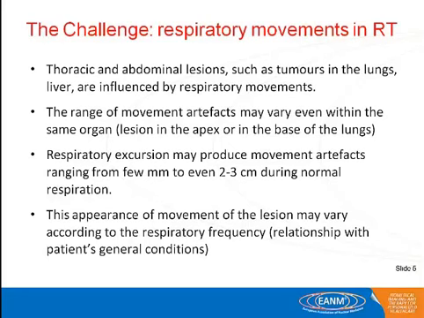One challenge is respiratory movements in radiation therapy. Thoracic and abdominal lesions, such as tumors in the lungs or the liver, are influenced by respiratory movements. The range of movement may vary even within the same organ, so a lesion in the apex will have a different movement than a lesion in the base of the lungs. Respiratory excursion may produce movement ranging from a few millimeters to even 2-3 centimeters during normal respiration. The movement of the lesion may vary according to the respiratory frequency and the patient's general condition. If a patient has a bad general condition, there may be more movement because he is breathing more deeply.